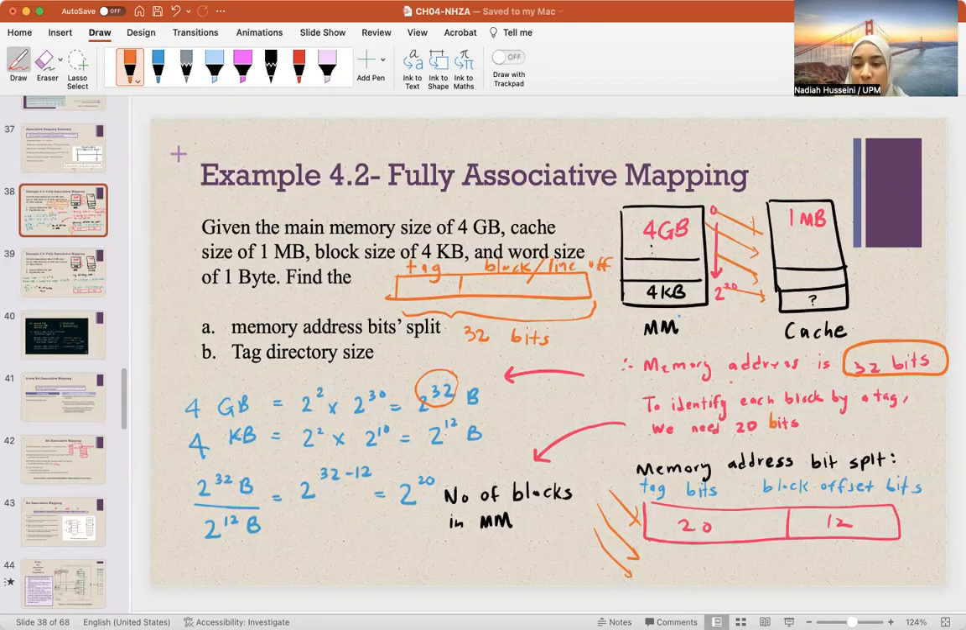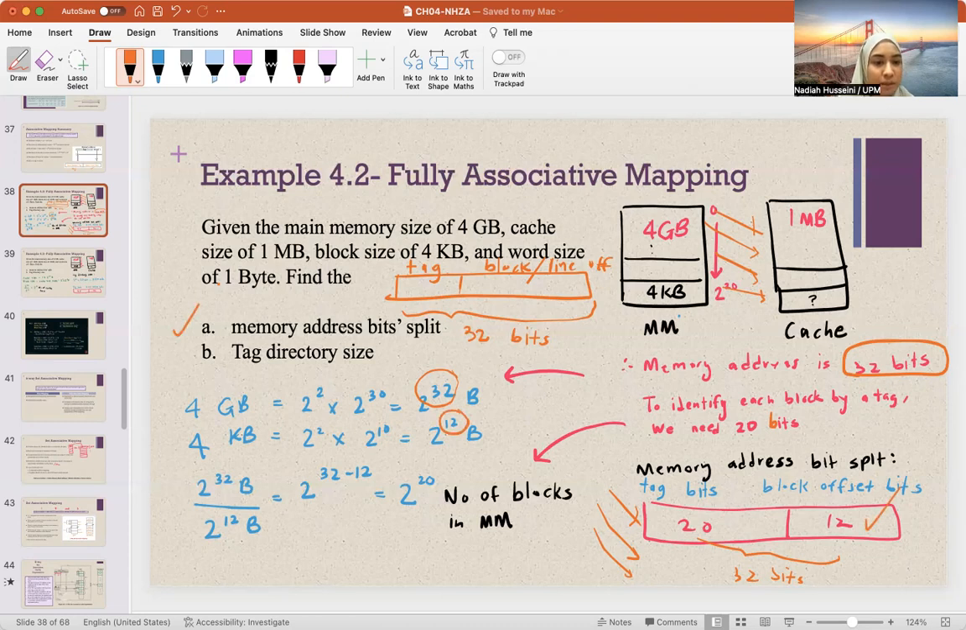If I know that my tag size is 20 bits and the total is supposed to be 32 bits, therefore I know that my block offset is going to be 12 bits. Now, does this correspond to the block size given over here? Let's see. 4 kilobyte is equal to 2 to the 2 times 2 to the 10, which gives me 2 to the 12, which means that I would have 12 bits as my block offset or line offset, which is correct. That's one way of checking your work. So that is your memory address bit split, easy compared to the direct mapping.